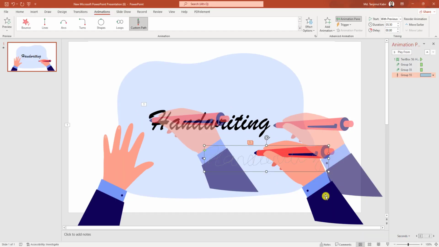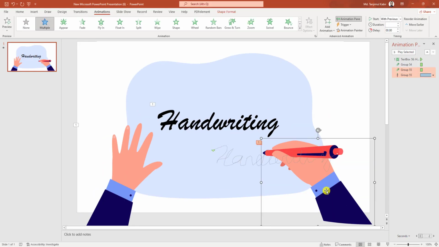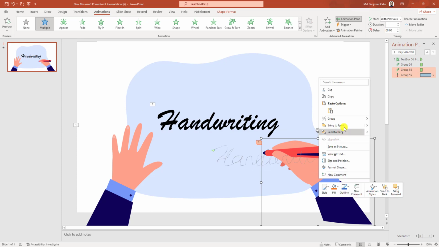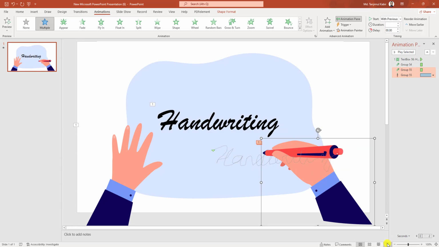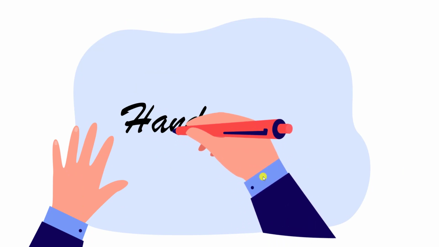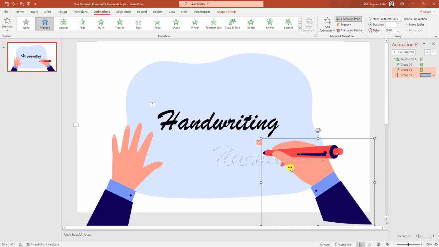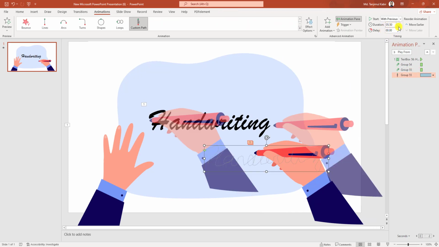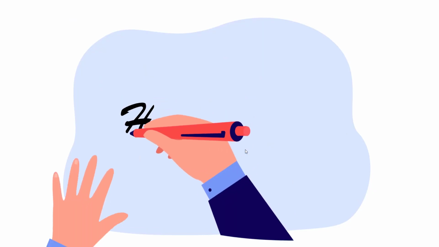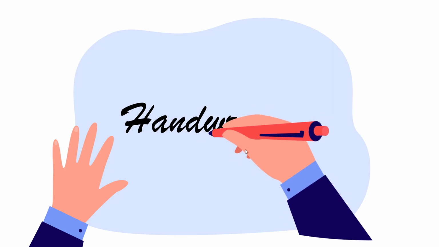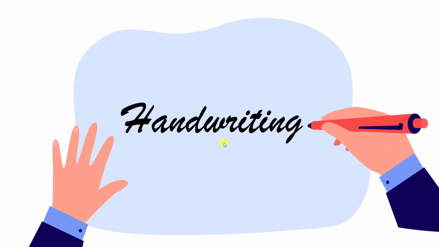I have to change something. Let me click on this shape, the hand shape. Let me click on bring to front. Now watch the slideshow. Here you will see my handwriting effect has been done. You can make it smoother by changing the duration and the delay. Let me again watch the slideshow. This is more perfect.